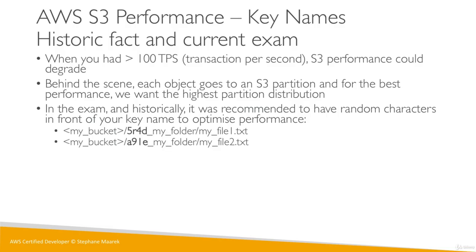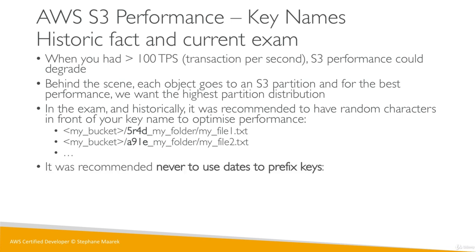That means that you basically add just 4 random characters before your key. So in this example, I have 5R4D or A91E just before the full key. And that basically forces Amazon to partition your data correctly and put it on different partitions. So if the exam asks you, should you use a randomized prefix to improve performance? The answer is yes, you do.